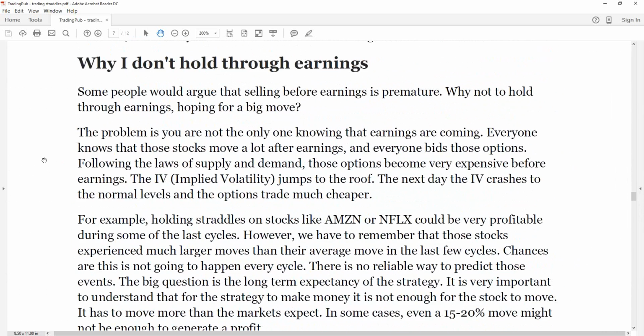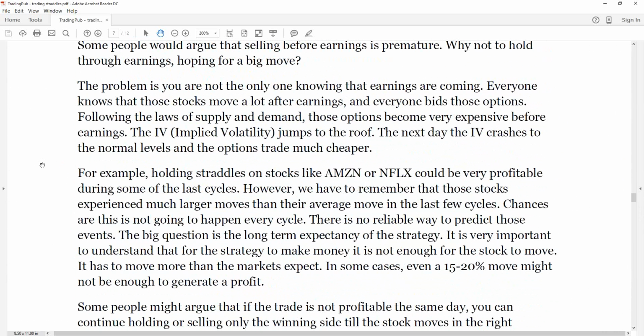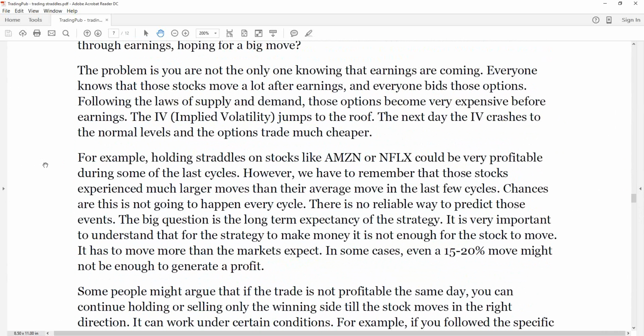Now, why I don't hold through earnings? Some people would argue that selling before earnings is premature. Why not hold through earnings, hoping for a big move? And the problem is that you are not the only one knowing that earnings are coming. Everyone knows that those stocks move a lot after earnings, and usually those options will be overpriced.